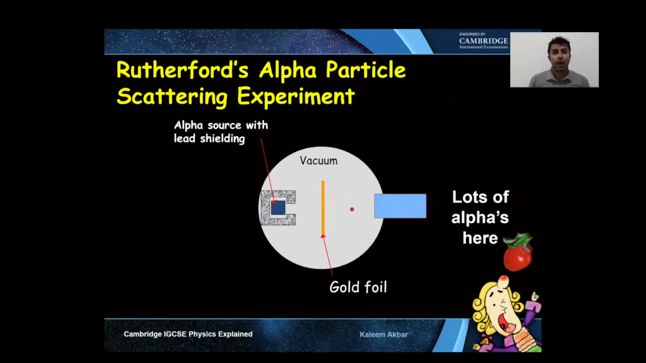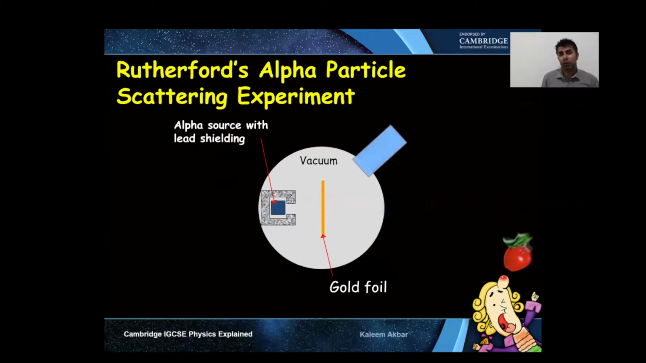So, what happens in this experiment? Well, what you'll find is the vast majority of alpha particles pass through the gold foil. Now, think about what the gold foil is made up of. Gold will be made up of atoms. The atoms have a nucleus, and around the nucleus we have electrons. So this gold foil is made up of billions and billions of atoms.